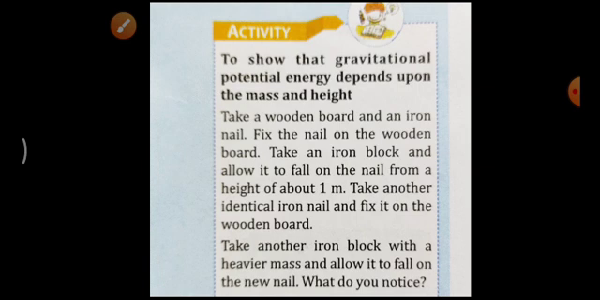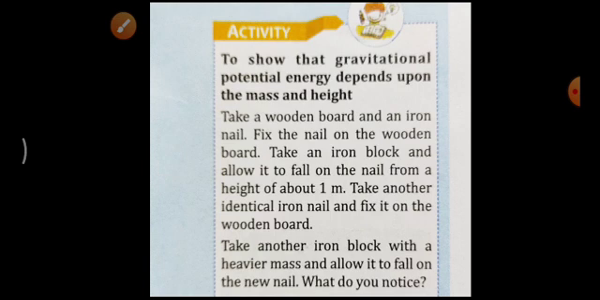What do you notice? In the first case, what we have to do is drop different masses from the same height. The height we have taken here is 1 meter, but different masses on the same wooden board. From 1 meter height, in one case let us consider an iron block of 1 kilogram mass, and in another case an iron block of 5 kilograms. It is allowed to fall on the nail. Then what will happen? What can we observe?